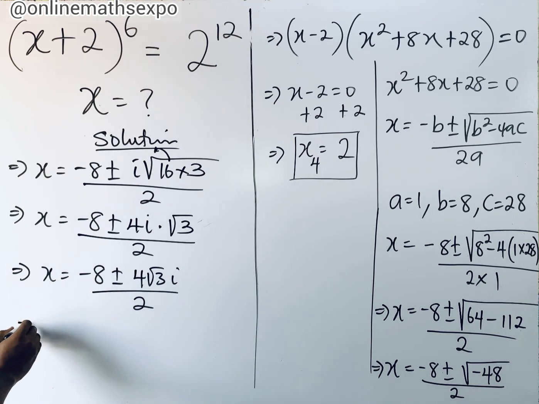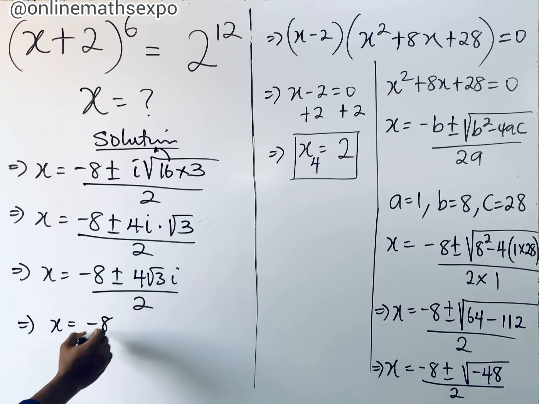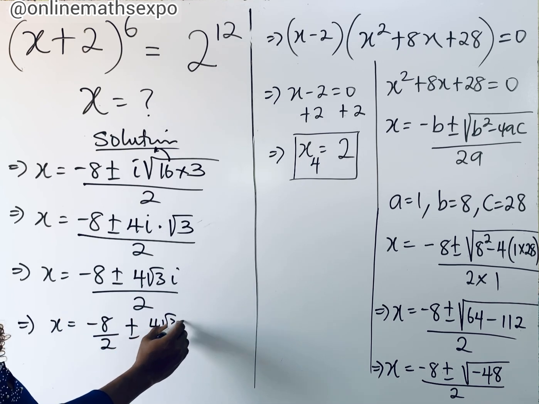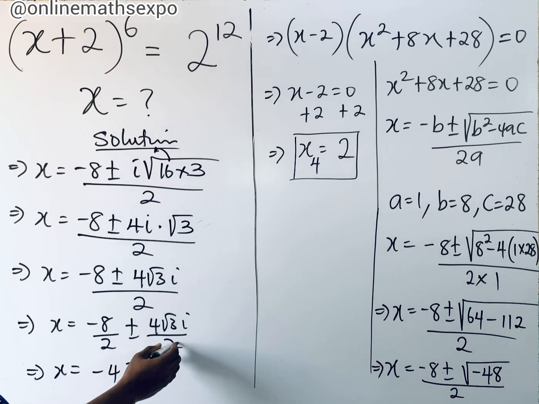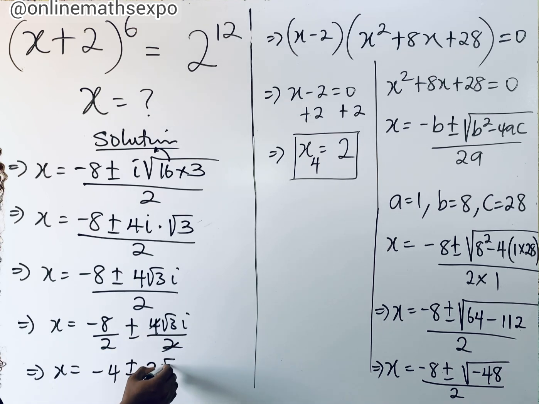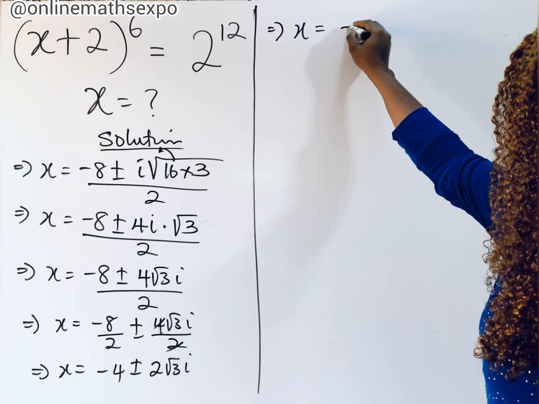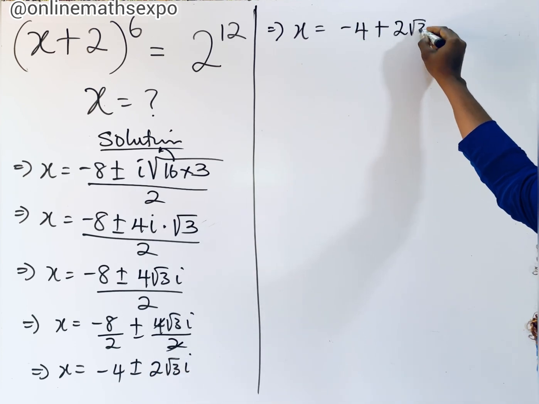So simplify this, you know that x will give you -8. Use this 2 to divide both the numerators. Okay, so we have this 4 root 3i divided by 2. Simplify, we have x is equal to -4 plus or minus 2 root 3i. Simplifying this, we now have the values of x as x is equal to -4, let's take the positive, plus 2 root 3i.